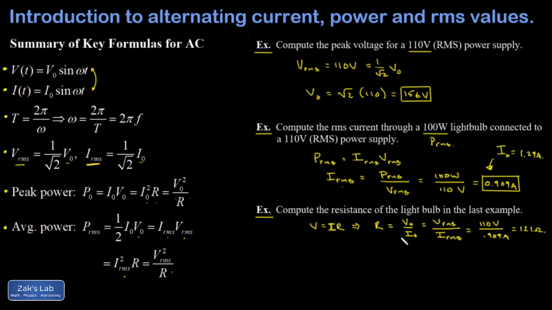Just to clarify what I was saying here, I could do the same thing with the peak voltage, which was 156, and the peak current, which was 1.29 amps. And I get the same 120 ohms for the resistance.